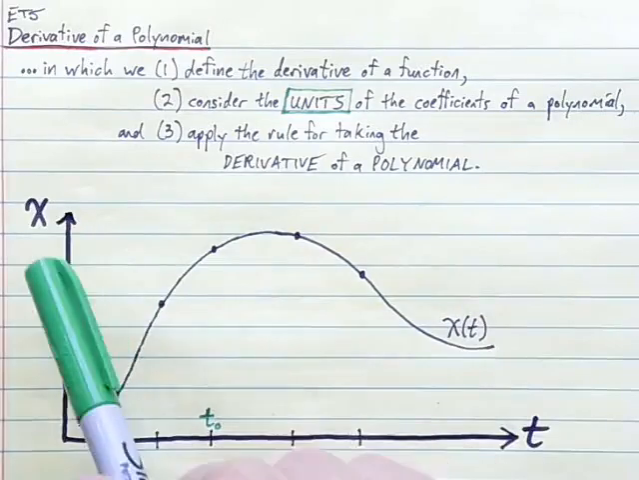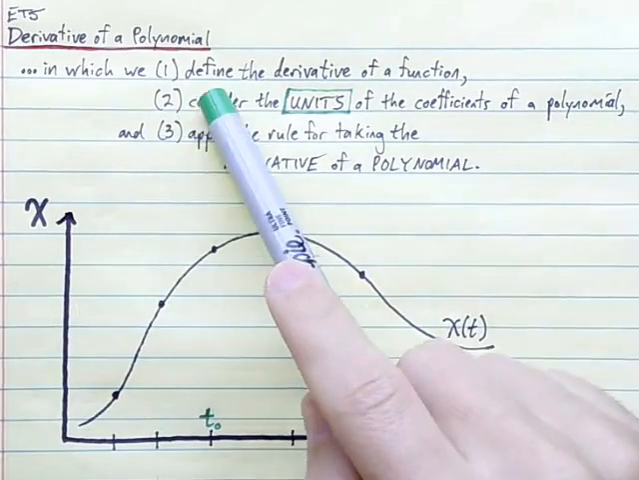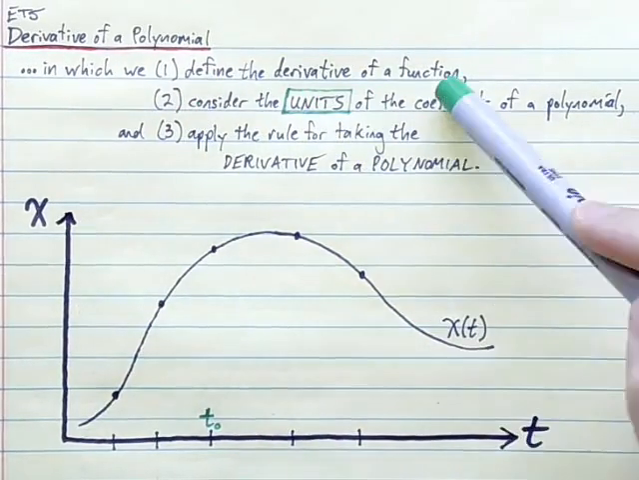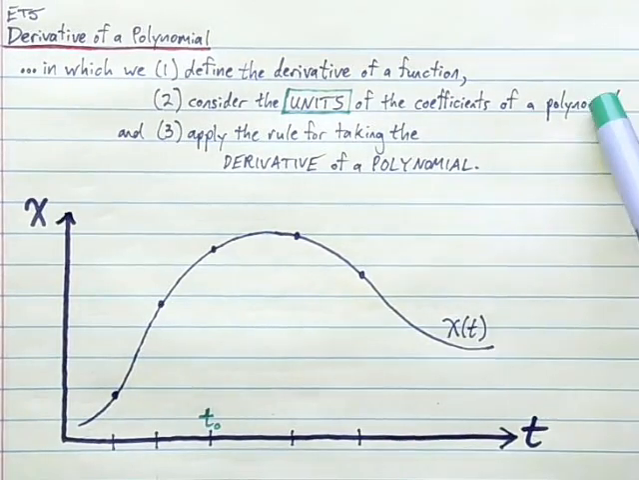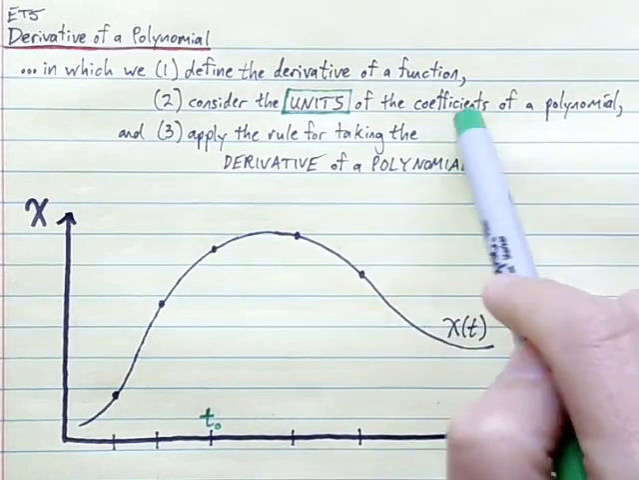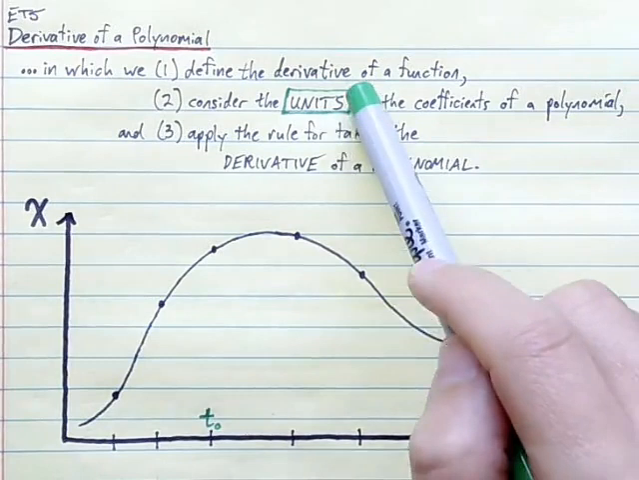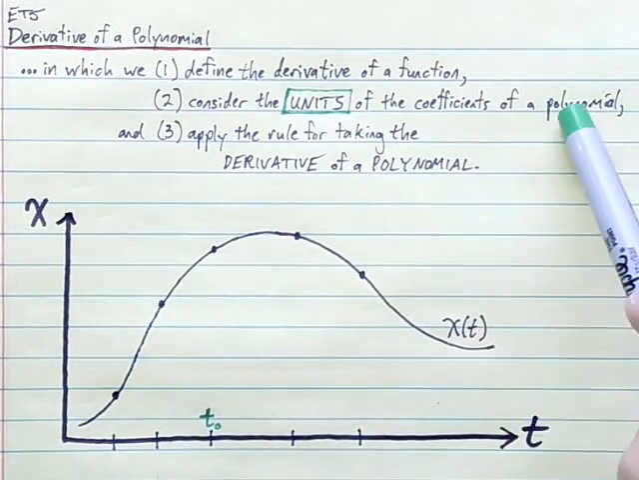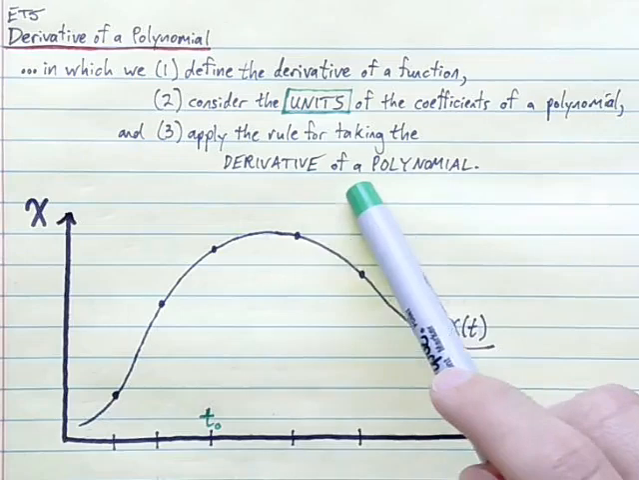Three objectives as we consider the derivatives of polynomials. First, we'll define what we mean by the derivative of a function, very informally, and then consider a particular polynomial and note that the coefficients in the equation of the polynomial must have units, and we'll need to be able to figure out what the units are on each of the coefficients. And then lastly, we'll apply the rule for taking the derivative of a polynomial.